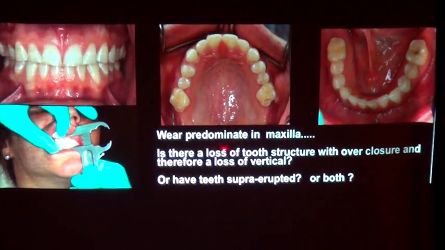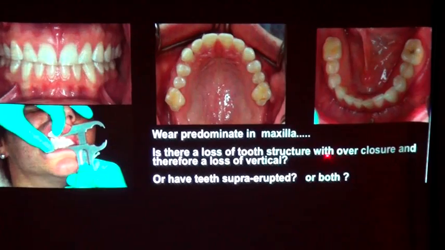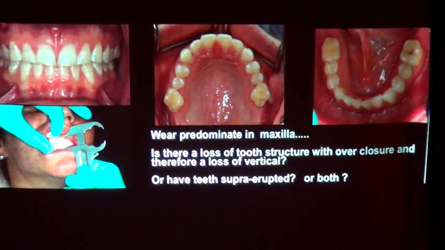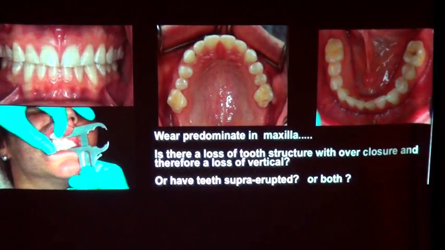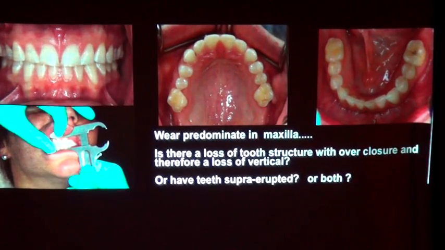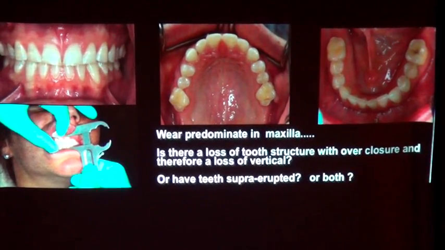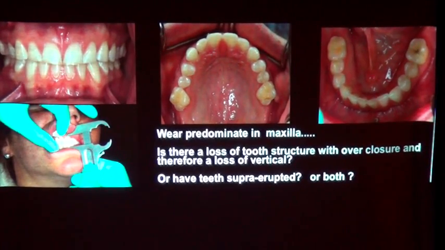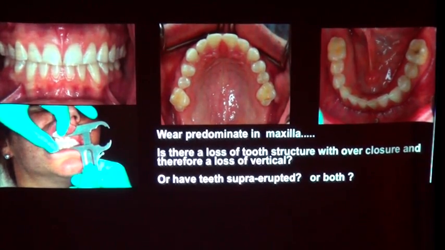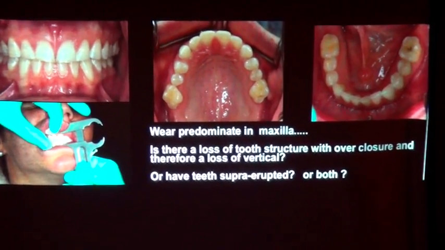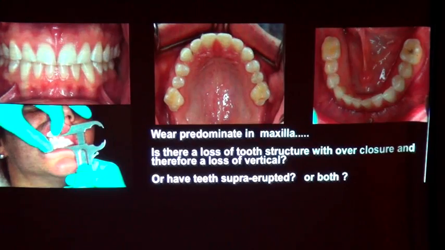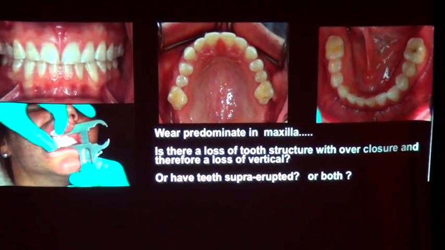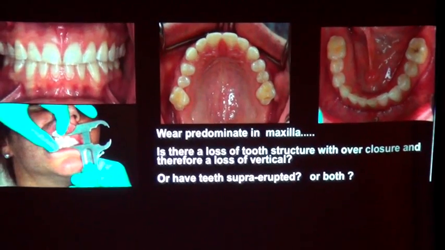There's a loss of tooth structure. So the question came to mind: is there a loss of tooth structure and overclosure, and therefore a loss of vertical, or have the teeth super-erupted as the wear occurred and there's really no loss of vertical? I'm going to go in there and restore the case, try to put restorative materials in there, and find out that I really can't open the vertical. And now I've got all this work invested in doing it. Or maybe a little bit of both happened. In addition, she was developing joint symptoms of temporal joint discomfort on the right side.